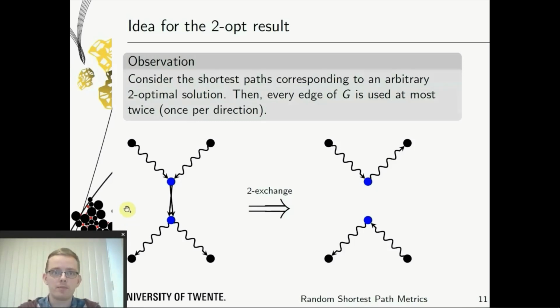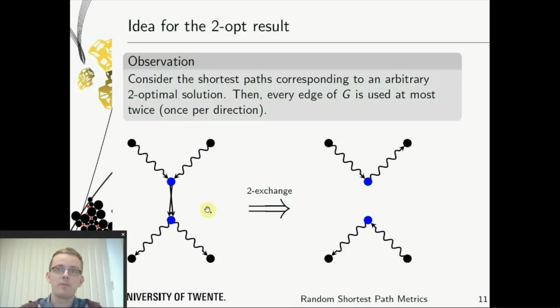so twice in total. And to see that that is the case, suppose that we have an edge of the original graph G that is used twice in the same direction, like here in this example. So we have a TSP tour where we go directly from the left top vertex to the right bottom vertex, and later on in the tour we go from the right top to the left bottom. And both shortest paths include this edge between these blue vertices in the original graph G.